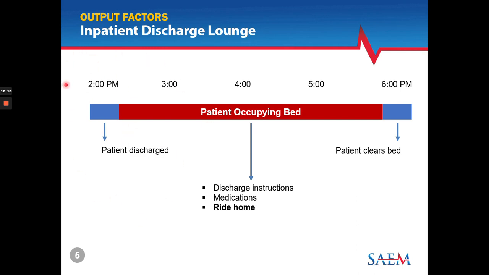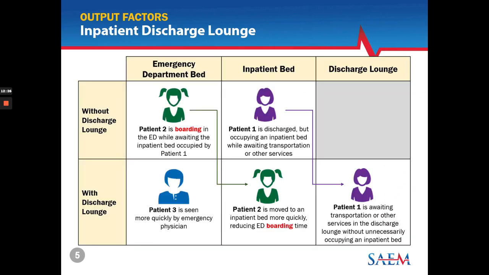In this case, you can see the patient is discharged around 2 p.m., but their family isn't able to pick them up until later, or various other things they're waiting for don't happen until later, and so they don't end up leaving the bed until 6 p.m. And of course, on the other side of that occupied bed upstairs is someone downstairs in the ED who's boarding and waiting for that bed. So a discharge lounge is just a place in the hospital where patients can go to wait, whether that's for rides or medications or whatever, without occupying their bed.